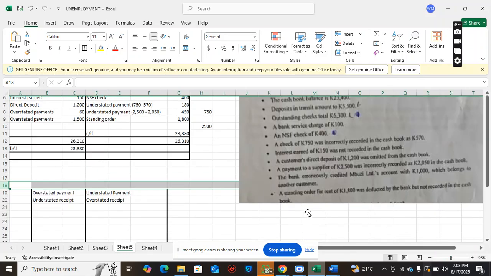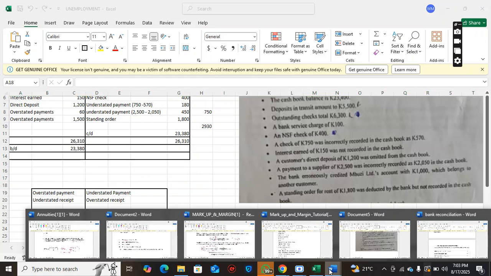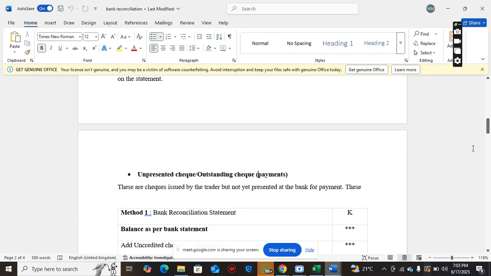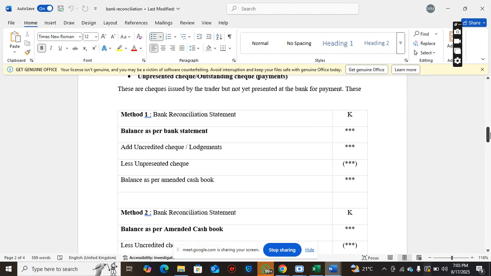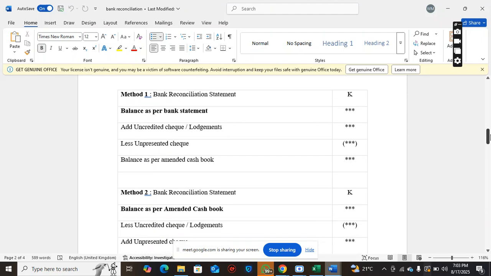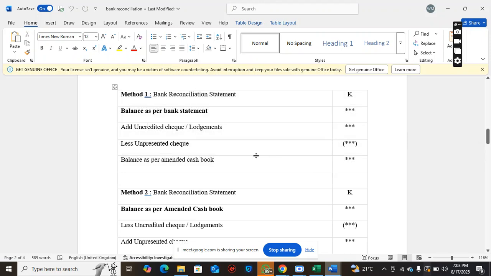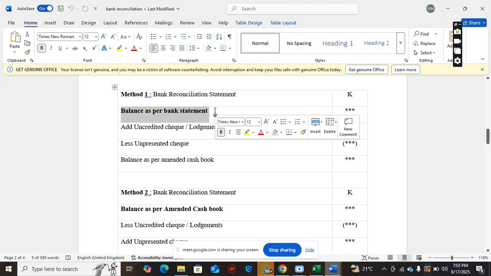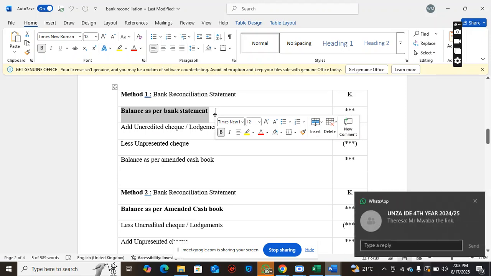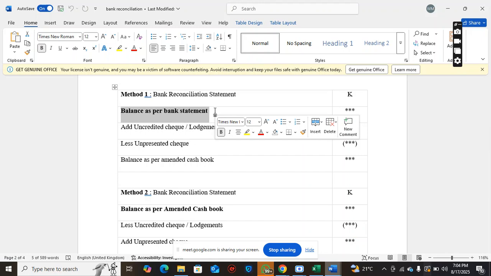All right. Now, as I was saying, the bank reconciliation statement, there are two ways it can be done. I think you also need to get a screenshot of this. Method one is the straightforward way and is easy to understand. You start with the balance from the bank statement. Think of this as the forward method.